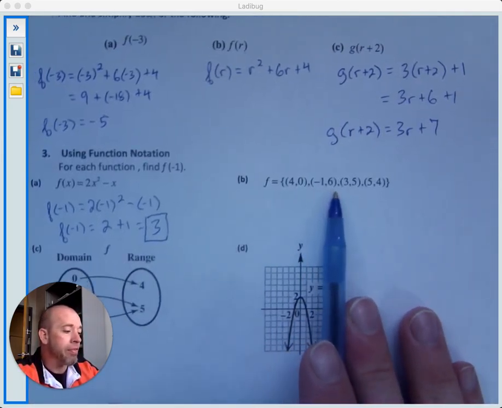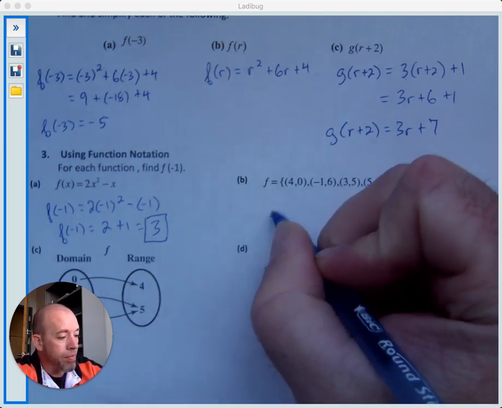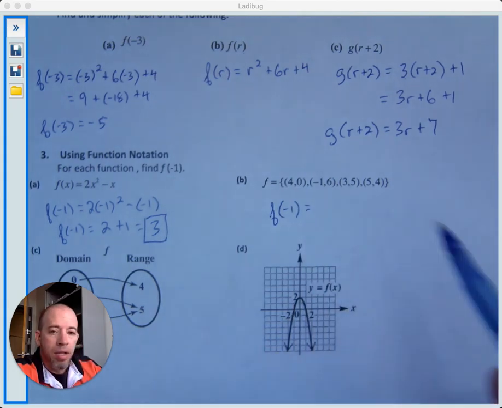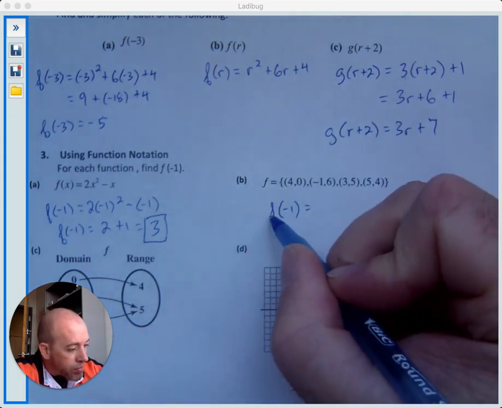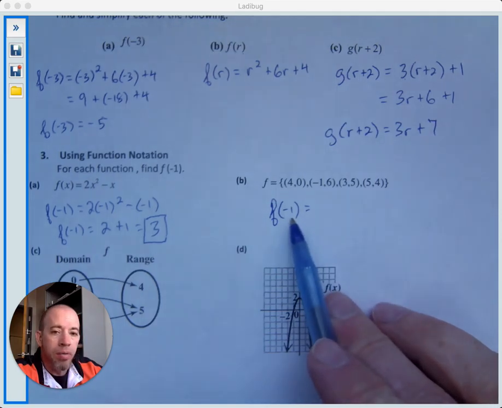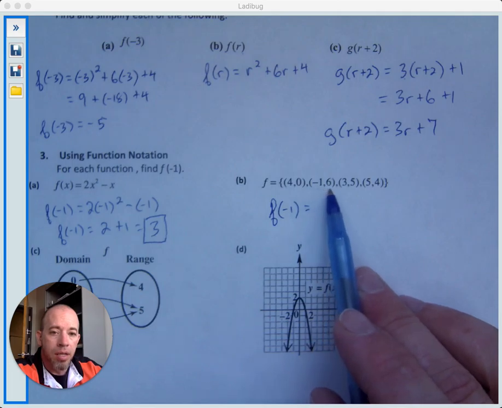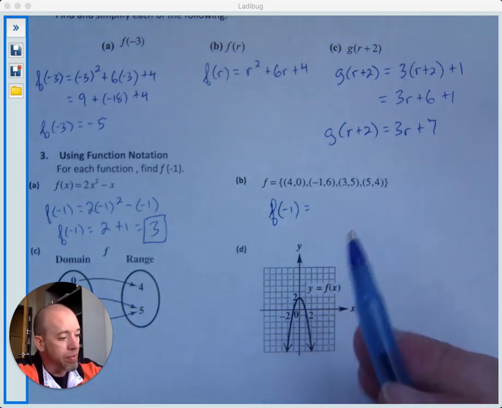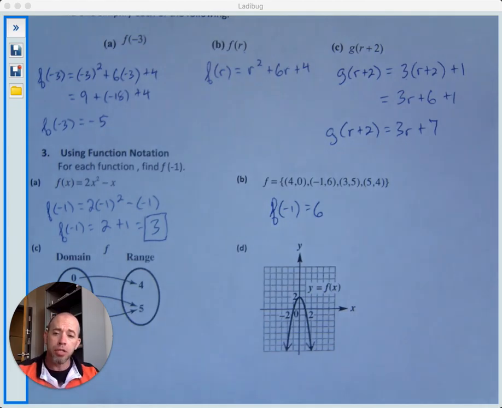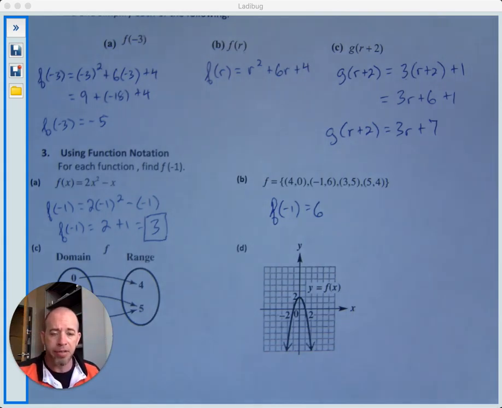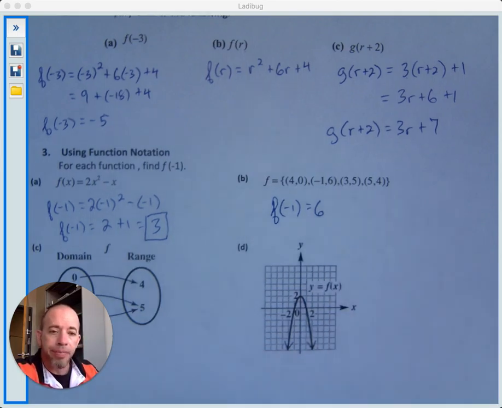Easy enough. The next one, we're given a set of ordered pairs. We have to find f of negative 1. So the f function is defined by this set of ordered pairs. What this is really asking is, when x is negative 1, what is y? We can find the point where x is negative 1. In that point, y is 6. So f of negative 1 would be 6. That should be even easier than the last one. It's just more conceptual and less algebraic manipulation, right? So when x is negative 1, y is 6.